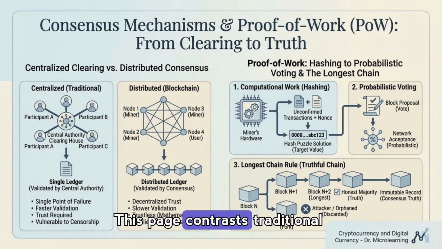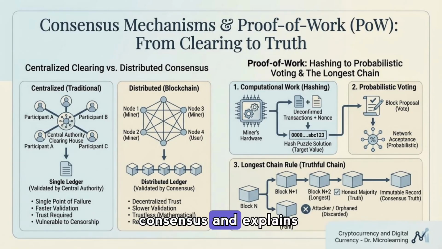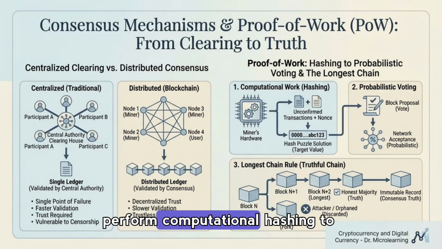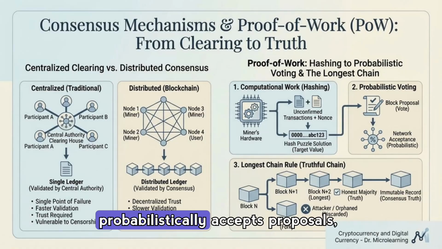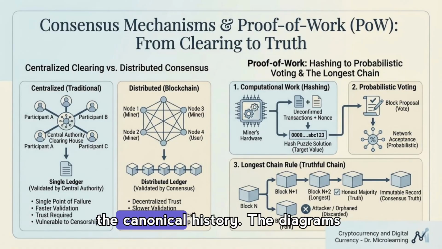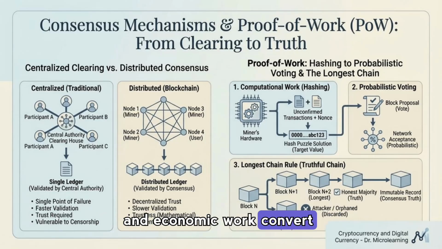This page contrasts traditional centralized clearing with distributed consensus and explains proof of work in plain terms. Miners perform computational hashing to propose blocks, the network probabilistically accepts proposals, and the longest valid chain becomes the canonical history. The diagrams illustrate how decentralized voting and economic work convert transaction batches into a shared truth.